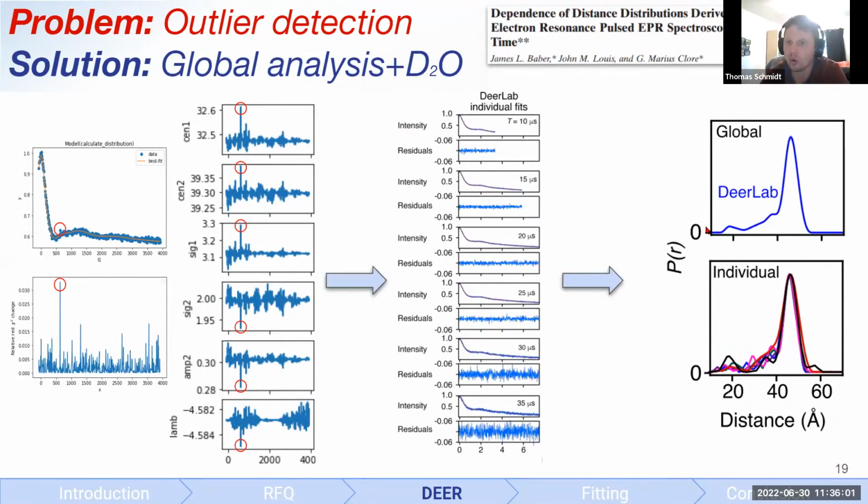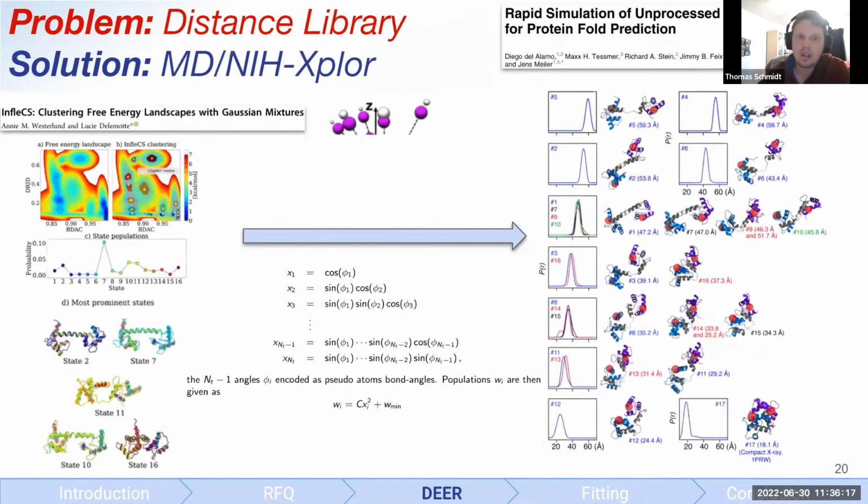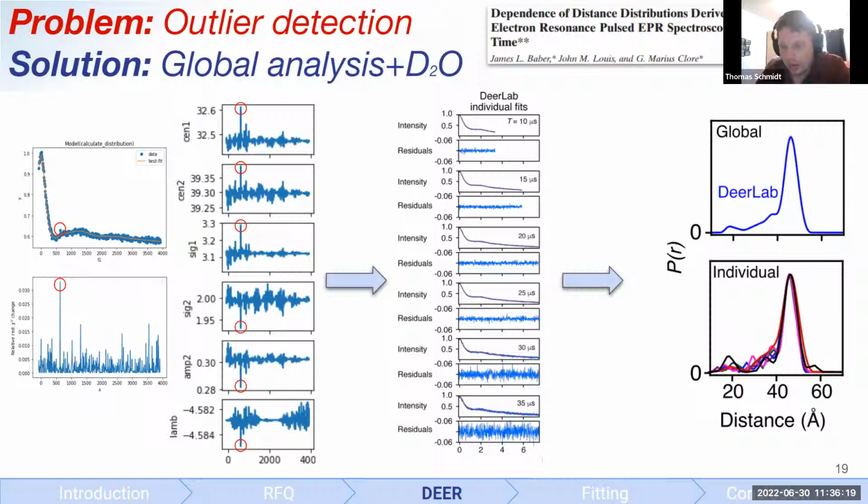And just so that you can see it, in this case, it's a global fit with DEER Lab, where you have all of the traces fit together. And if I do it individually, you can see just the amount of variation that occurs. So I think there's a good chance that that is due to outliers or just simply noise. So I will continue later on with that.